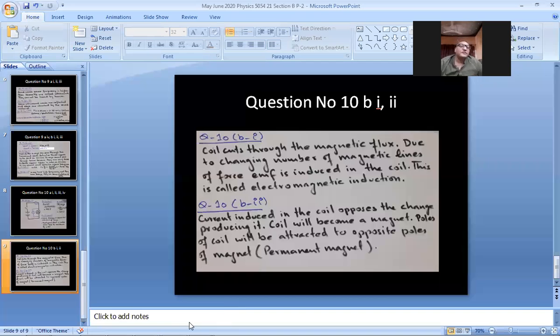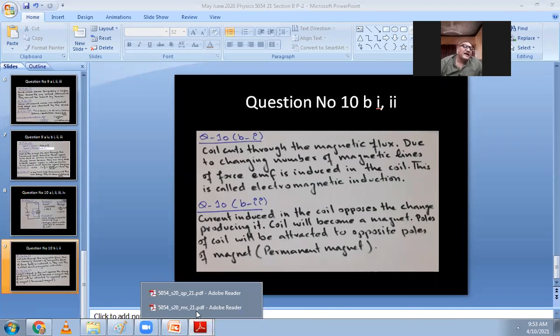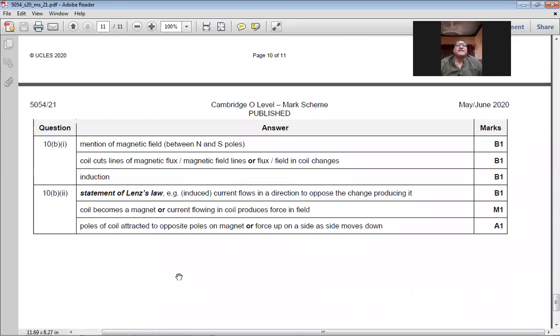Let's check the marking scheme. It says 3 marks. One mark is for mentioning that there is a magnetic field present from north to south. One mark is for saying that the coil cuts lines of magnetic field. When the coil turns, it cuts the magnetic lines, so the flux or field in the coil changes. And one mark is for saying that this is electromagnetic induction. Induction means that EMF will be induced in the coil.